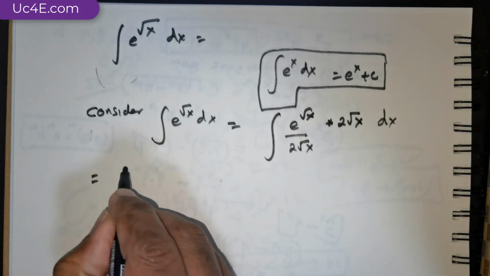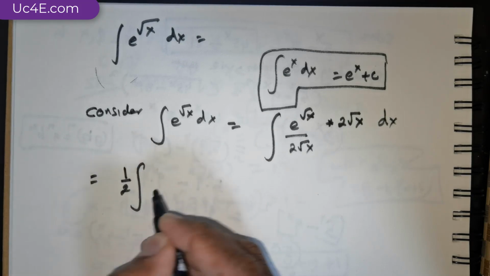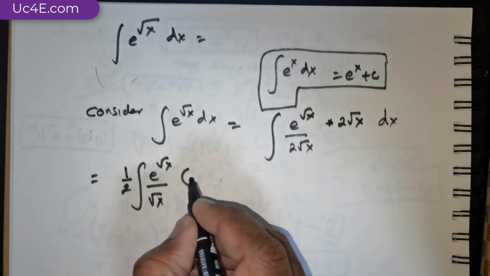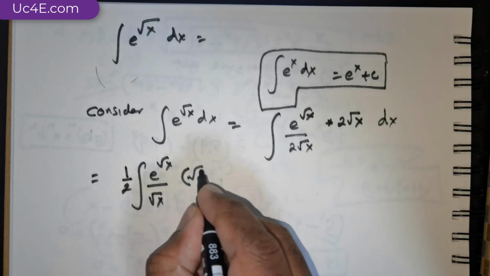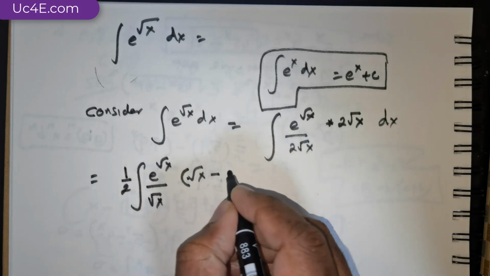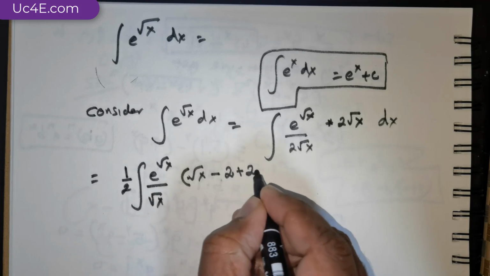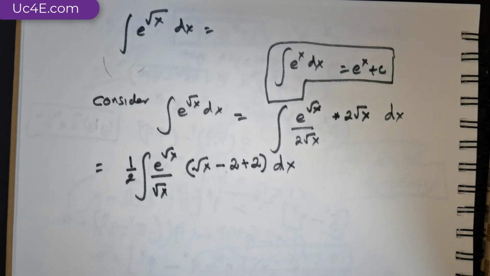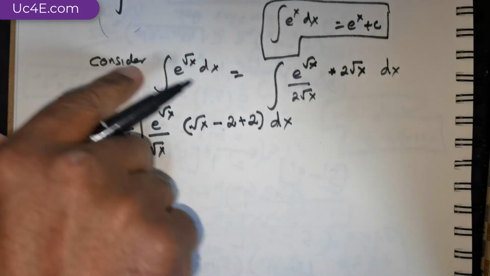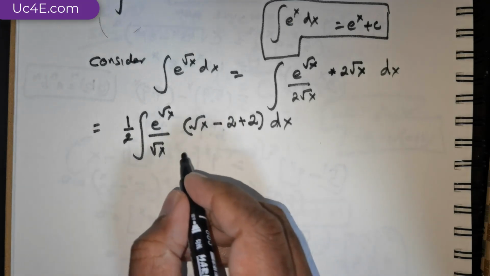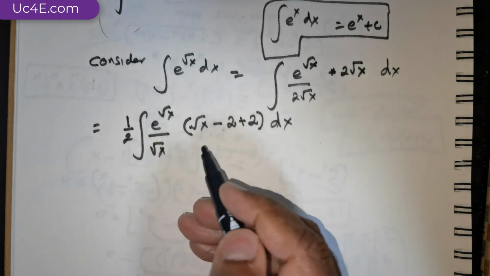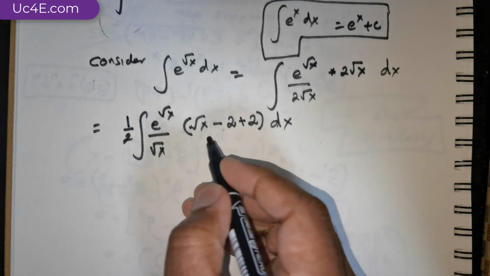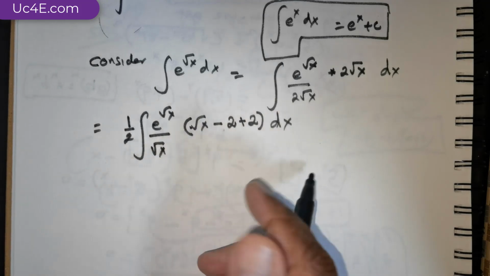Now, this is rewritten as 1 over 2 integral e raised to the power of root of x divided by root of x times. Now, we got this root of x, right? To this root of x, I would like to add a negative 2 and a positive 2, with the dx being present there. So these are the following sets of changes that are made to the original integral. Of course, the original integral is not altered at all in any way. So from here onwards, let us proceed.